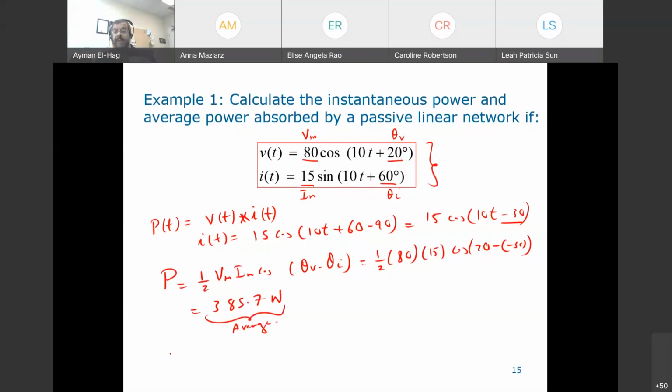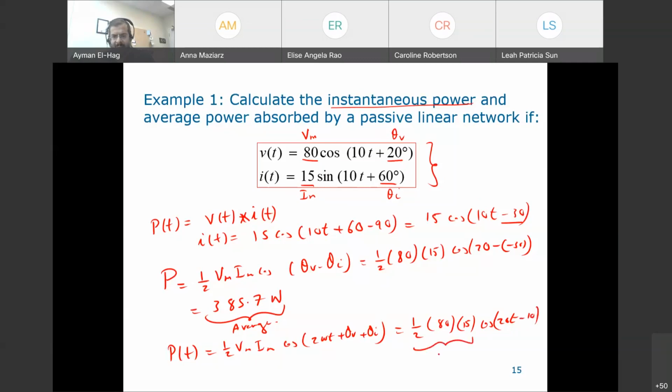If you want to find the alternating or the instantaneous component, p of t, then it is again 1/2 Vm Im cosine(2 omega t plus theta V plus theta I). So it's again 1/2 times 80 times 15 times cosine(2 omega t, plus theta V, which is 20, plus theta I, which is minus 30, so it becomes minus 10), and this is equal to 600.